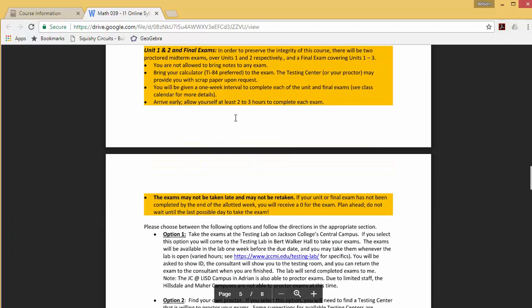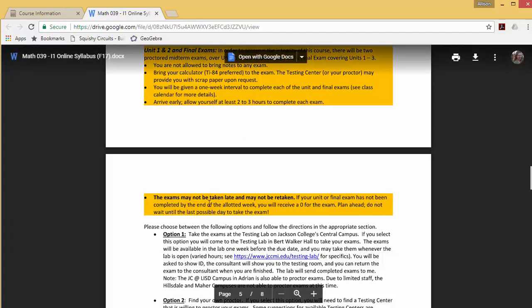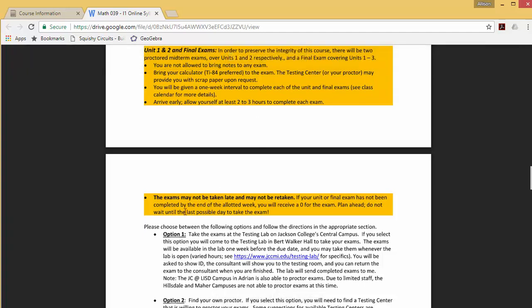Okay. Each exam will probably take about 2 hours, but I would give yourself enough time, plan for 2 to 3 hours to complete the exam. Okay. The exams may not be taken late and may not be retaken. This is a one-shot exam. Do your best on your first attempt. You do not get a second. And if you do not take it before the allotted week ends, you will receive a 0 on the exam. Okay. So plan ahead. Do not wait until the last day in case something comes up. Make sure you get that exam taken.